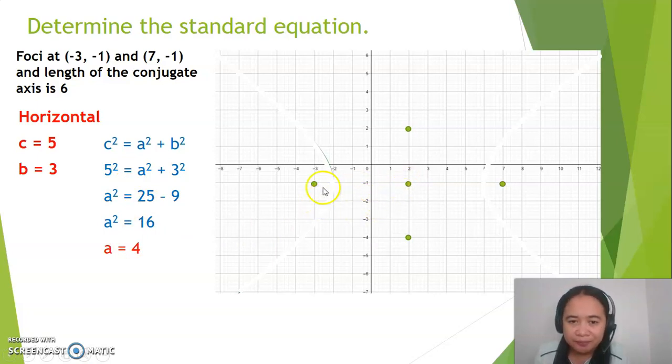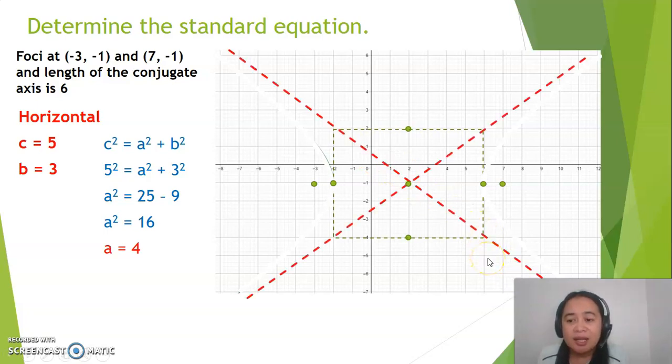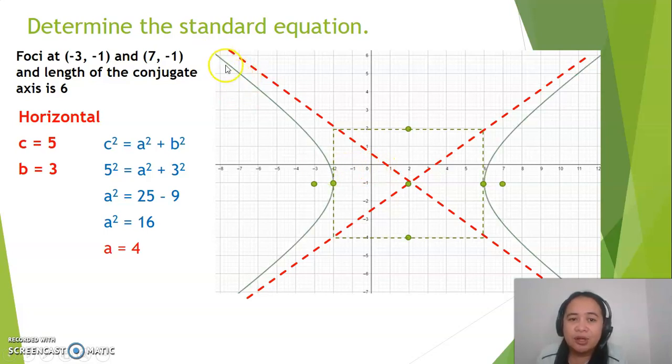From the center, count 4 points to the left and 4 points to the right to locate A. Now at this point, sketch the auxiliary rectangle. Connect the corners here with a straight line to sketch the asymptotic lines. So with this, draw a curve approaching the asymptotic lines both at the left and at the right side. So therefore, this is the sketch of our hyperbola.